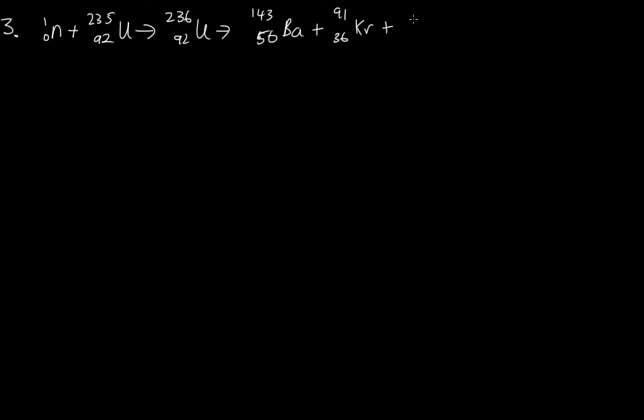Problem 3. In this problem, we're told that a common nuclear decay in nuclear power plants is neutron plus uranium-235 going to, well, this forms uranium-236, which is unstable, and then can decay into barium-143 and krypton-91 plus 2 neutrons.